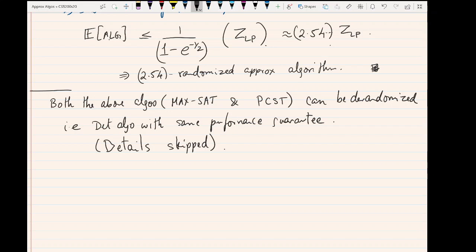Okay, so that's all I wanted to say about these two problems. Now the next problem that we'll move on to is the minimum congestion routing problem.